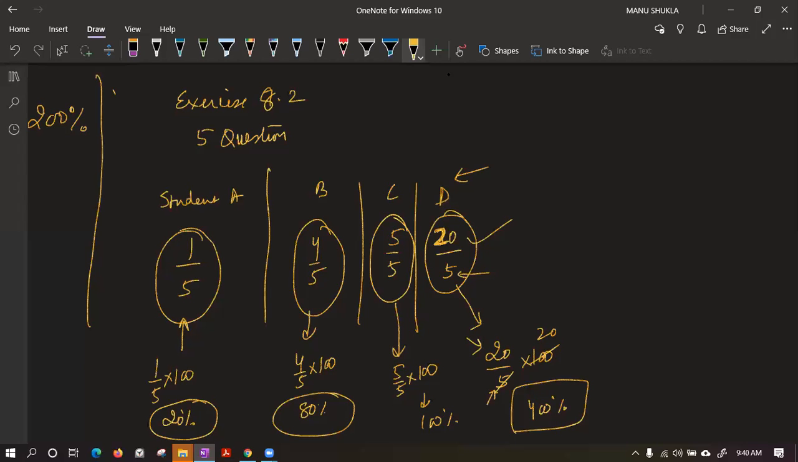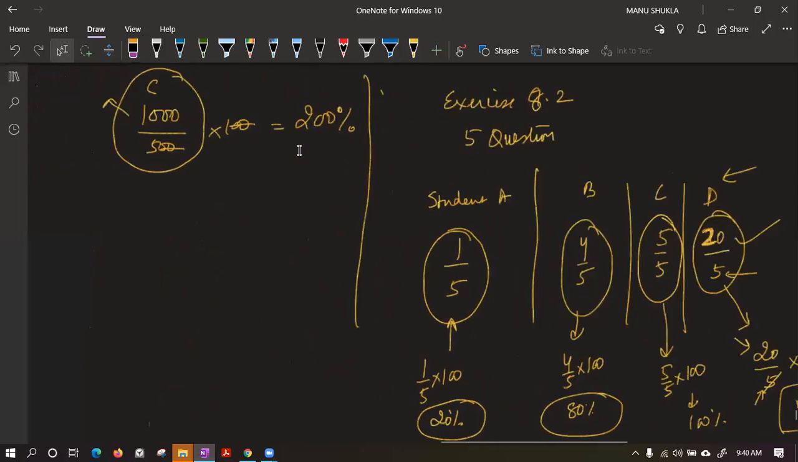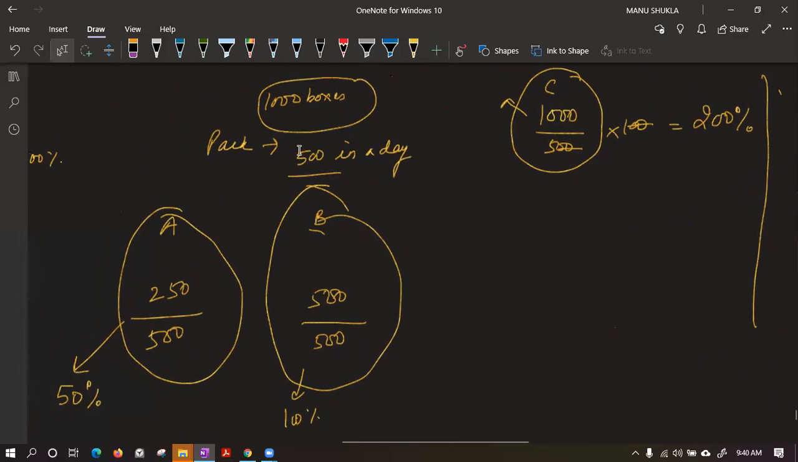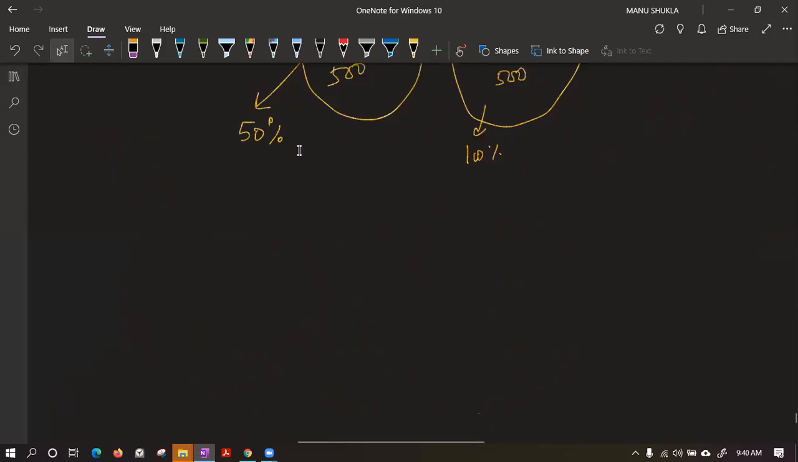Very good, beta. So we need to understand, if the numerator is larger, obviously the percentage will be larger, because normally we have seen the cases of a larger denominator. Now let us take the question that we were doing. Where is it? The question is lost somewhere.